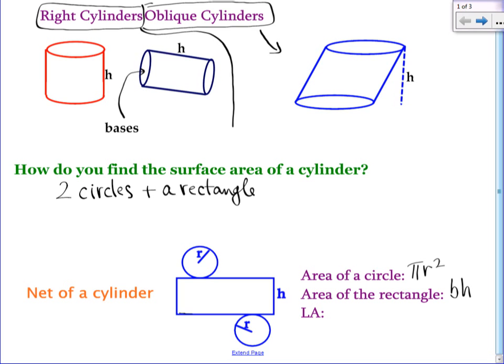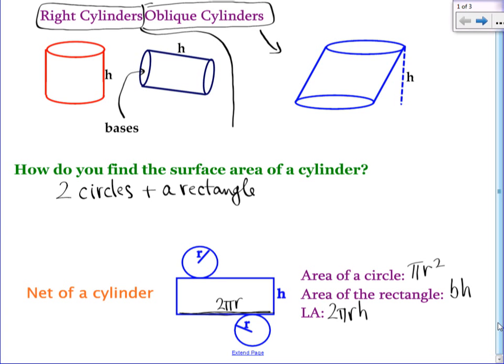How long is the base right here? The circumference of the circle, right? So the circumference of the circle is 2 pi r. So instead of writing base, here's our new formula. The lateral area of a cylinder is 2 pi r h. Okay, that's on your formula sheet.